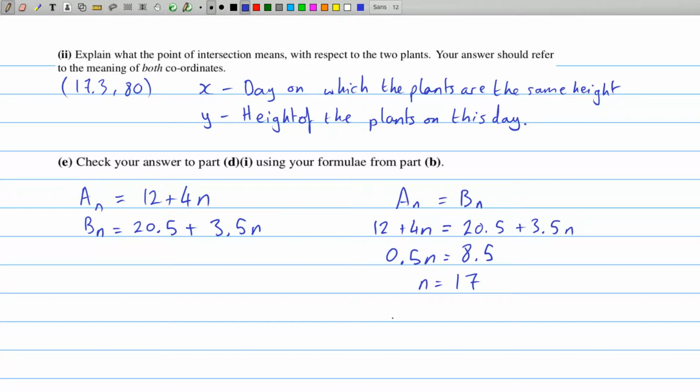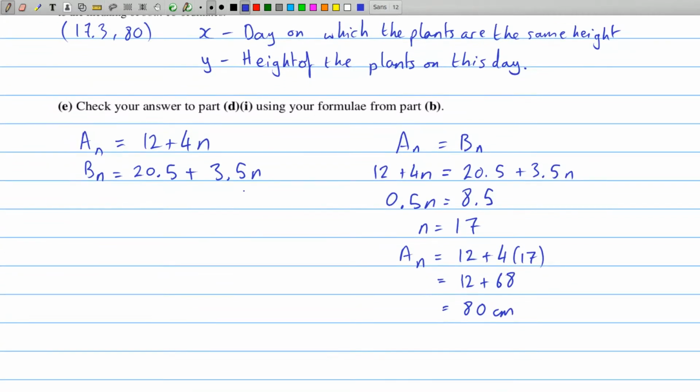And we should just verify what the height is going to be on that day. So let's just take A_n for example. That's going to be 12 plus 4 by 17, which is 12 plus 68, which is 80 centimeters. So the coordinate that we're getting from this is not quite what we had last time, so it's (17, 80). So maybe the graph wasn't perfect, it was very slightly out. It looks like the y-coordinate ended up being the same, but the x-coordinate was very slightly out.